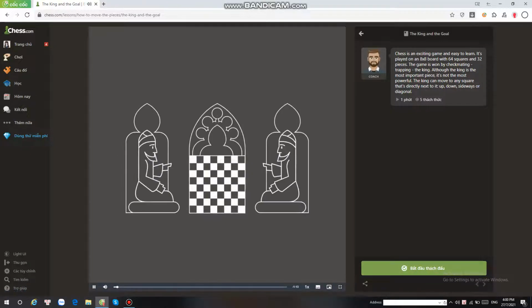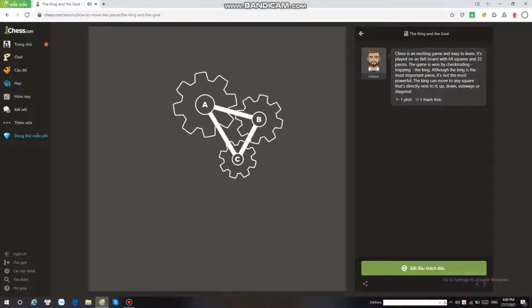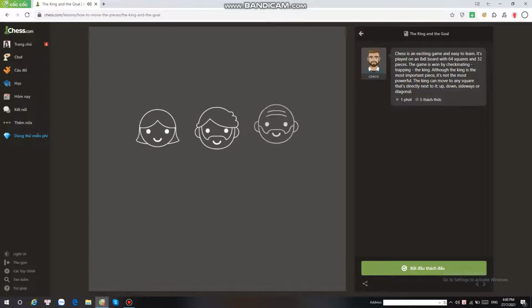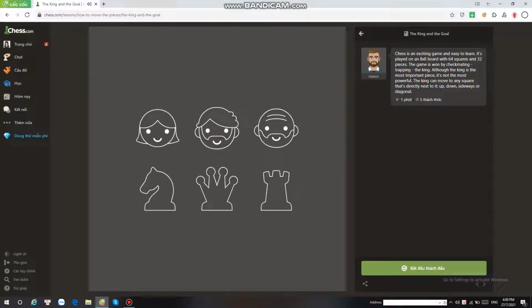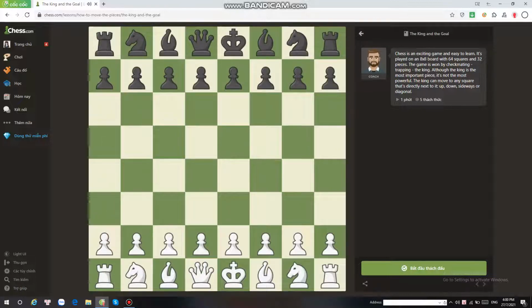Chess is one of the oldest and most recognized games in the world. It is an exciting game of strategy and planning, which is why it is seen as a symbol of intelligence. However, chess is easy to learn and can be enjoyed by anyone at any level. Chess is played on an 8x8 board with 64 squares and 32 pieces, and the game is all about checkmating the king. Once the king is in checkmate, which we'll explain later, then the game is over.